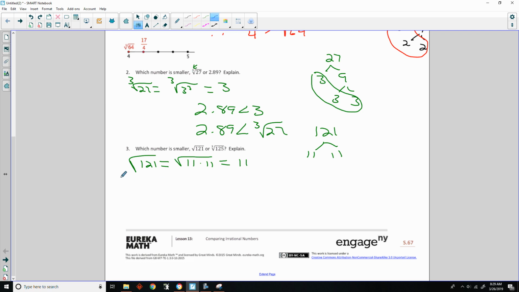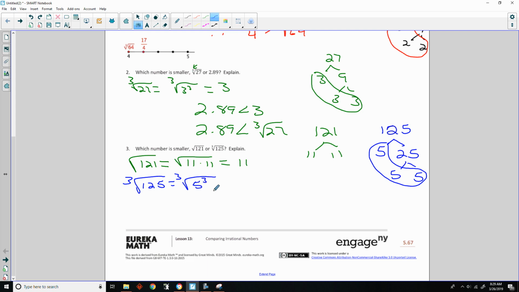Now if I do the cube root of 125, then I do a factor tree of 125 over here, factor out the smallest number that will go into it. 5 goes into 12 2 times with a remainder of 2. 5 will go into 25 5 times, and 25 is 5 times 5. I have 1, 2, 3 5s, and I have a cube root, so that equals the cube root of 5 cubed, or 5 times 5 times 5, which is 5.